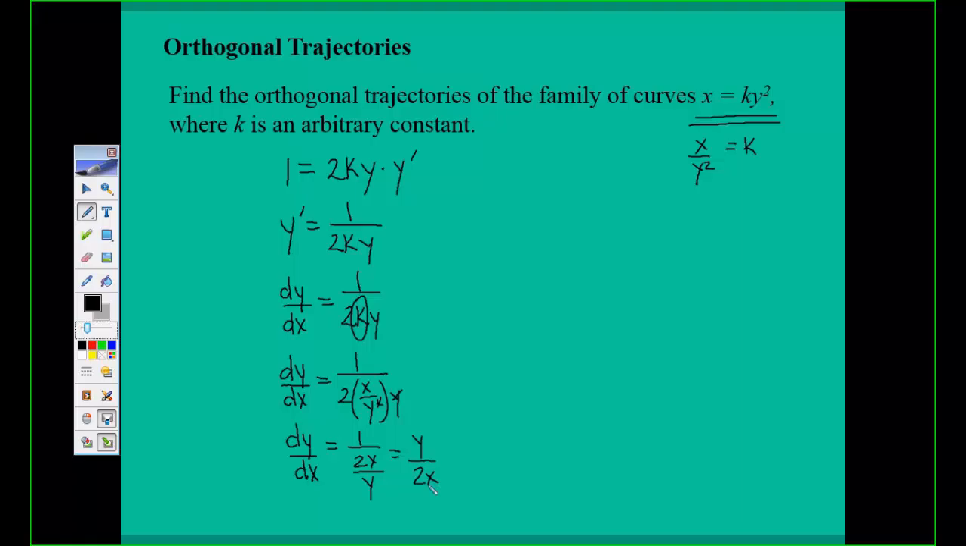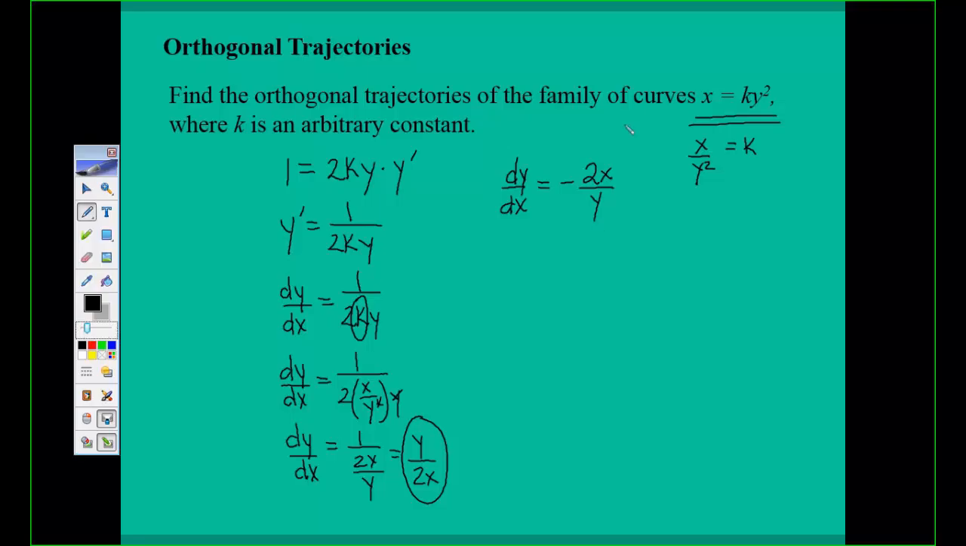That represents the slope of the tangent lines to the curve x equals k y squared. The equation that has the orthogonal trajectories to this equation would have tangent line slopes that are the negative reciprocal of this. So we know that the orthogonal trajectories would have this for the slope of their tangent lines. If we can solve for y, that would give us the equation that has the orthogonal trajectories to our given equation x equals k y squared.